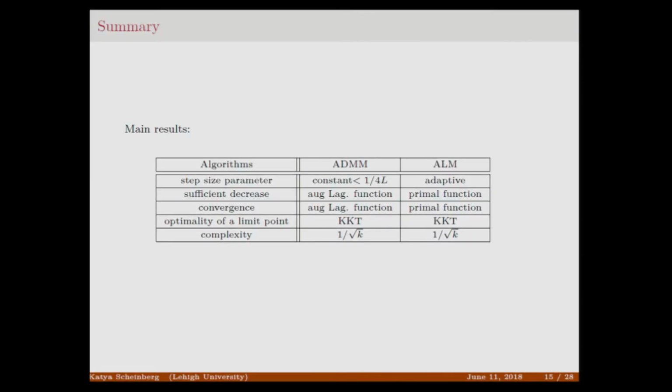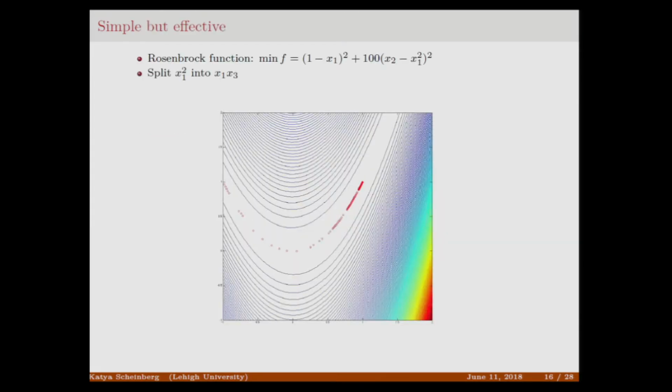Oh, right. There's also a difference: when we show the decrease and the convergence, we can show convergence in the primal function for ALM, but only in the augmented Lagrangian. So the convergence is somewhat weaker. Okay. So this is the comparison.